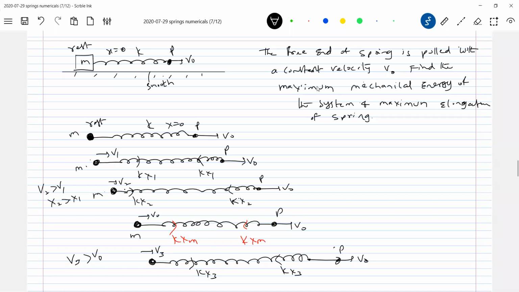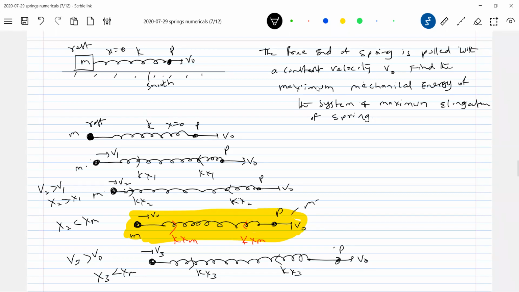Can you say this is the maximum elongation? No. If you check again, x2 is less than xm, x3 is less than xm. So where is the maximum elongation? Maximum elongation is possible here. Again, what is the basic necessary condition? At maximum elongation, what will happen to the ends of the spring? They must have a common velocity. That's the idea I'm bringing here.